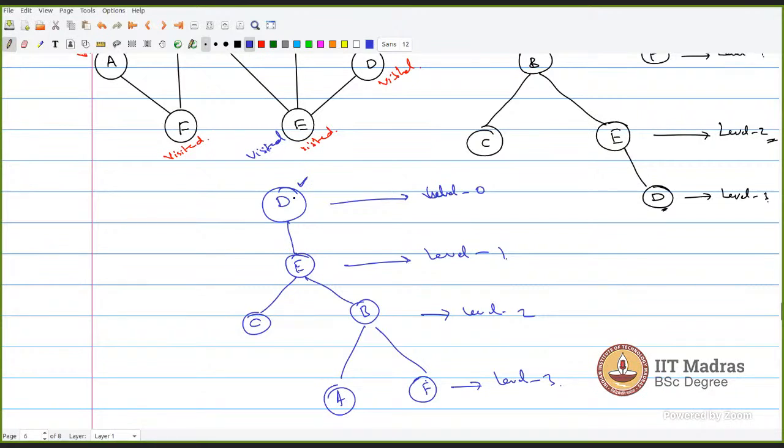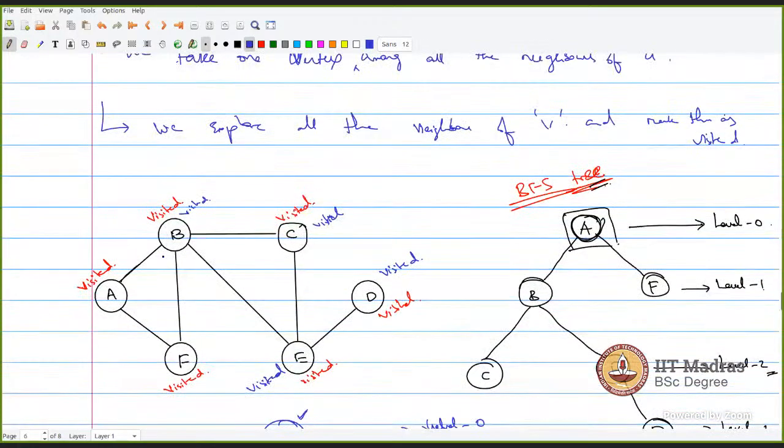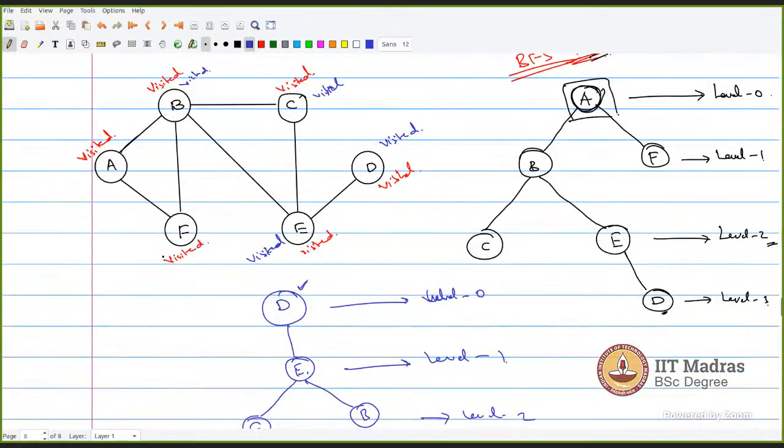Okay. So from here, what you can draw is, from D, it takes at least 3 edges to go to A. From D, it takes at least 3 edges to go to F. It takes 2 edges to go to B, 2 edges to go to C. So the shortest path from D to C is 2. Shortest path from D to E is 1. So this is the BFS tree with respect to root vertex D. This is with respect to A. So these all are BFS trees for this given graph.